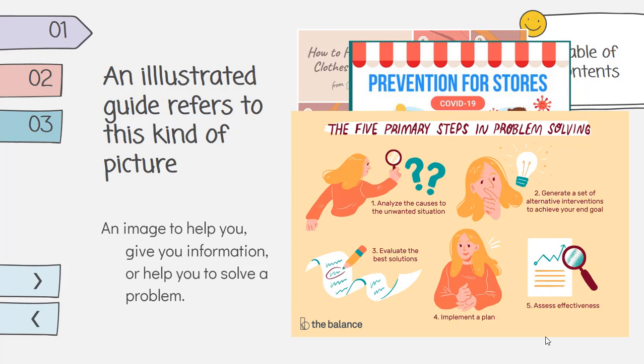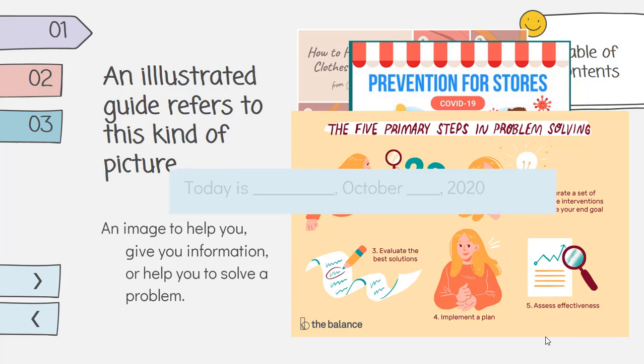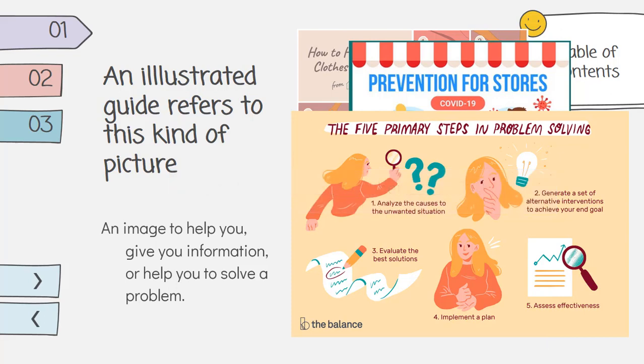Te voy a pedir, please, in your notebook, write the date, escribimos la fecha, recuerda. Today is, y aquí escribimos día, por ejemplo, today is Wednesday, October y el número 2020, ¿ok? Siempre escribe la fecha. Y cuando hayas terminado de escribir la fecha, please write this, escribimos esto.